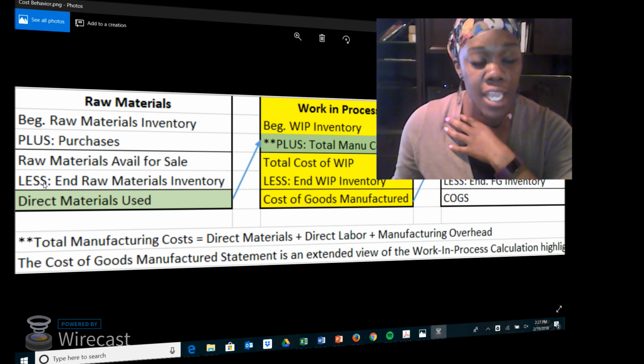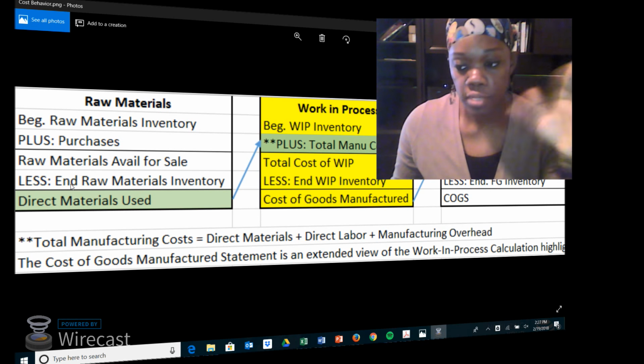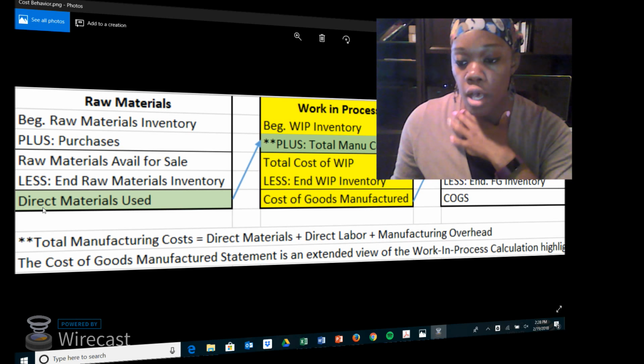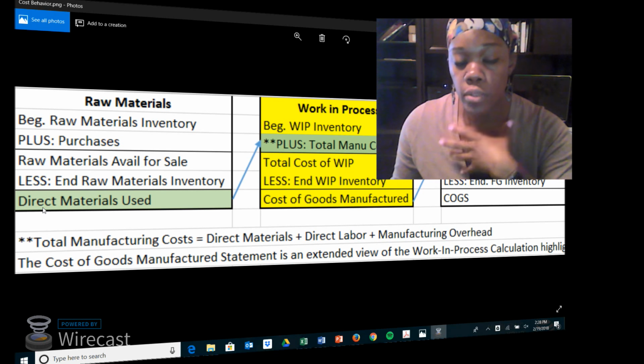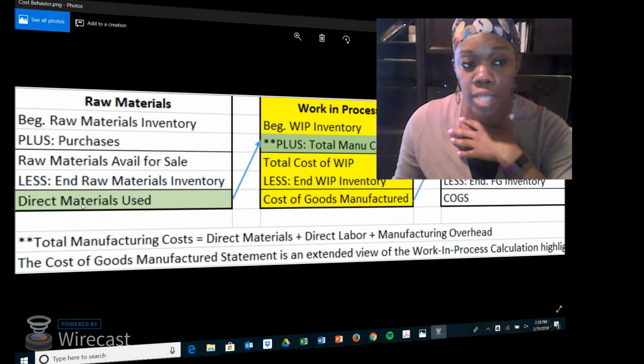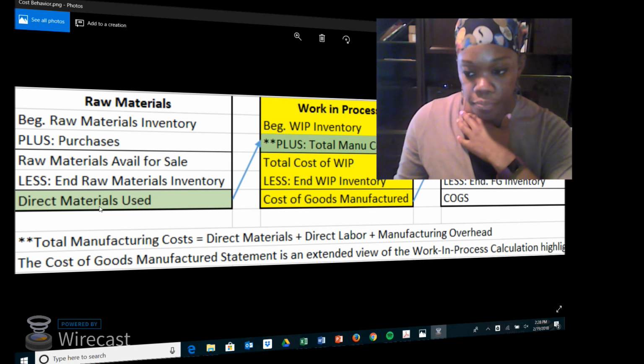Then we subtract out anything that we had left over at the end of the period. So we used up some stuff and this is what we had left over. Then that's going to tell us how much of the raw materials we used during this month or during this period. Raw materials and direct materials are pretty much used interchangeably, and that's why you'll see that we started using the words raw materials and then switched over and used direct materials.